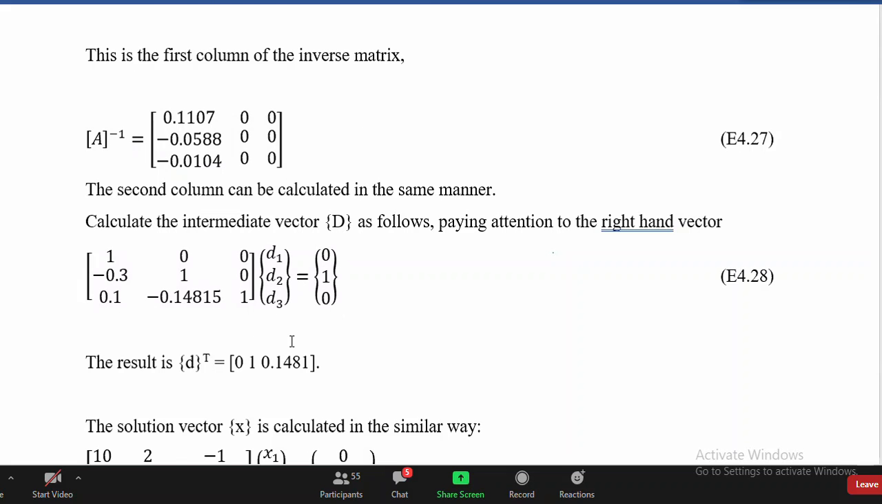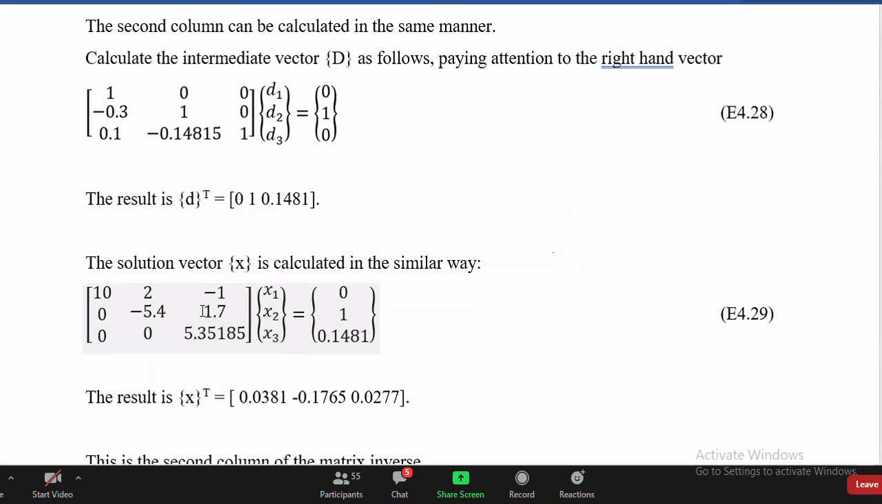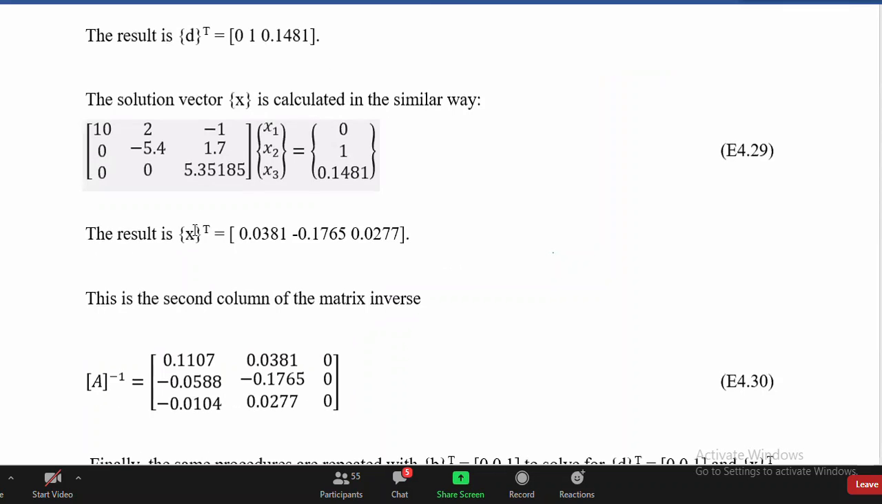So you repeat that first process to calculate all this, and then you use this D and the upper triangular matrix. So you calculate x1, x2, x3. You see the values of the D. Then from there you generate with this U, first element, second element. That will give us the second column of the matrix inverse. See, very simple.